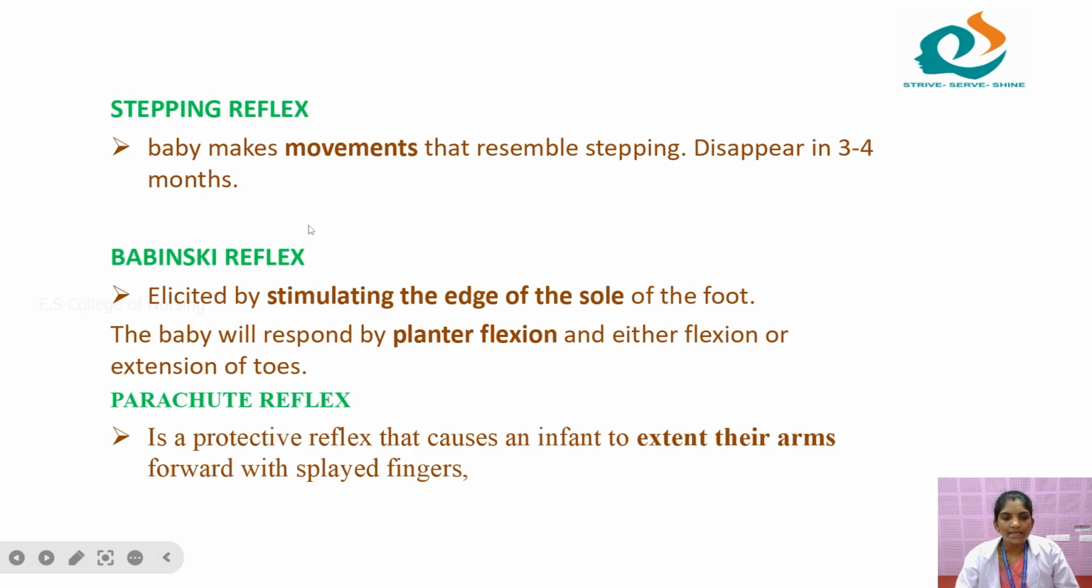Next one is Babinski reflex, which is elicited by stimulating the edge of the sole of the feet. The baby will respond by plantar flexion and either flexion or extension of the toes. At last we have parachute reflex. It is a protective reflex that causes an infant to extend their arms forward with the splayed fingers.